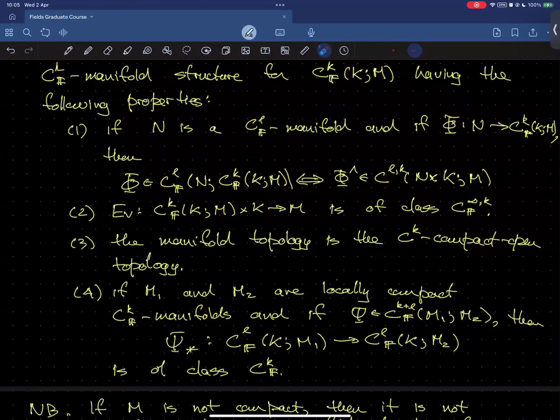Manifold topology. So we have seen that if you have a manifold, it induces a topology for your underlying set in a natural way. The base for that topology is just the set of all chart domains. So every manifold has a topology. The manifold topology for this is exactly the C^K compact open topology.